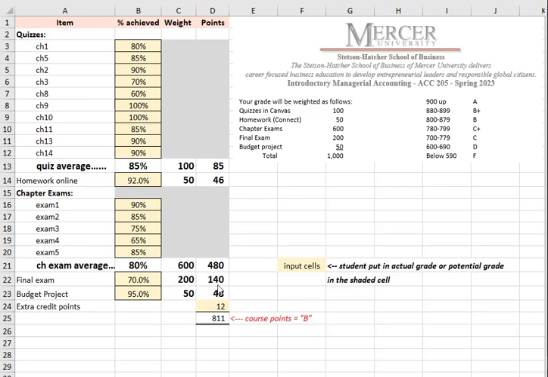Final exam is 200, so you'd be getting 140 if 70 was your final exam, and that's a forecast. And then the budgeting project, let's say you got a 95, so 48 points would go there. And that's coming from up here, right? How much is each of those categories weighted towards the 1,000 points? Then add in, of course, your extra credit points.